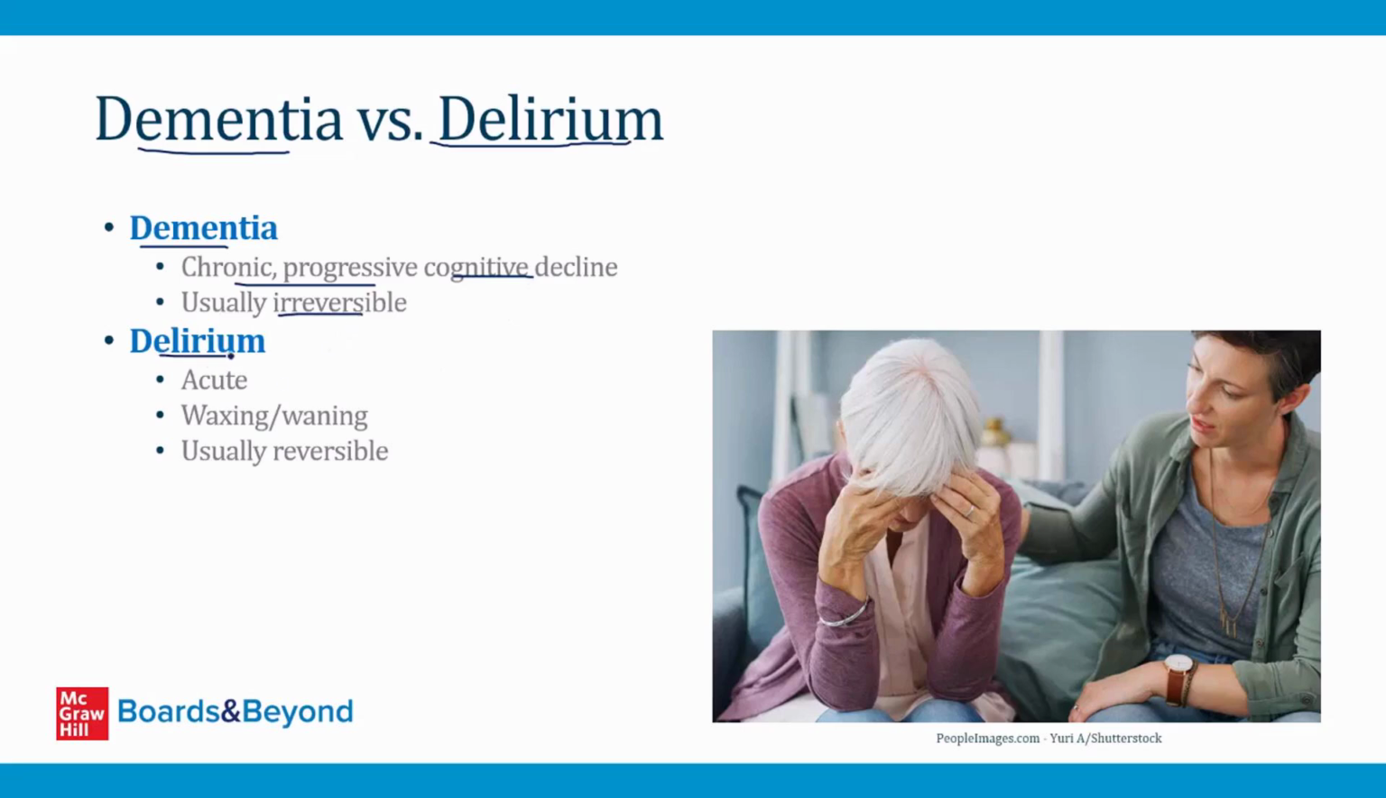In contrast, delirium, which we're going to talk about in this video, is an acute condition that can come on over hours or days. It has a waxing and waning course that goes up and down. It's not stable like dementia. And usually delirium, in most cases, is entirely reversible.